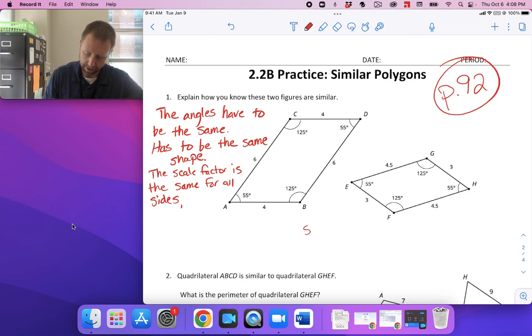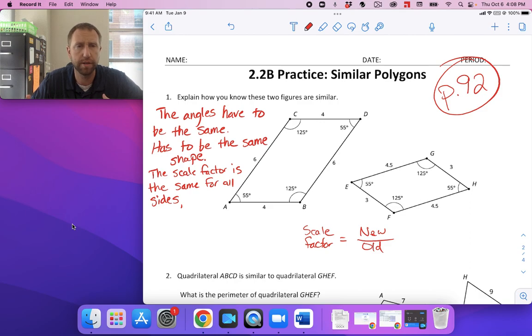Remember, scale factor is the new measurements divided by the old measurements. So which shape here is the new one and which one is the old one? This one, it doesn't matter. Okay? There's no missing sides. There's nothing I have to figure out. So you guys can decide which one is the new and which one is the original. I'm going to say this one's the original just because I read from left to right. So this is the first one I see on the left. So that is the original one and this is the new one.